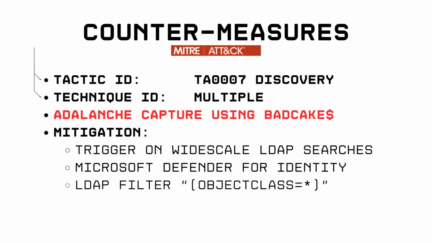Tactic TA0007, which is discovery. The use of the bad cake object through ADALANCHE to discover Active Directory. Mitigation is difficult. Some security inspect products such as Defender for Identity may alert on wide filters.